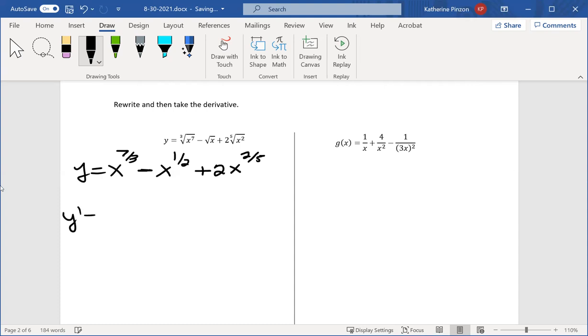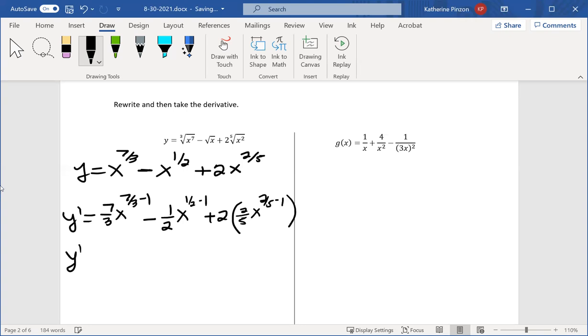So y prime is, bring the power in front, subtract 1 from the power, minus, bring the power in front, 1/2, subtract 1 from the power, plus 2 times, that 2 just sticks in the front, bring the power in front, 2/5, subtract 1 from the power.